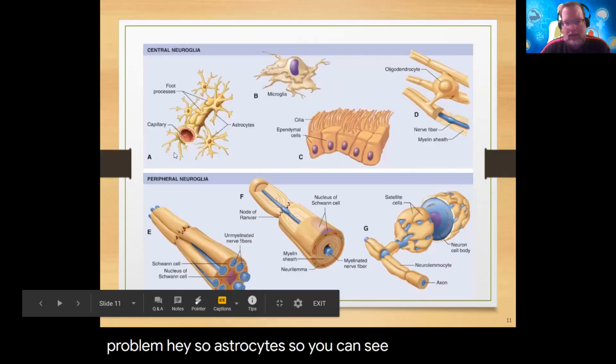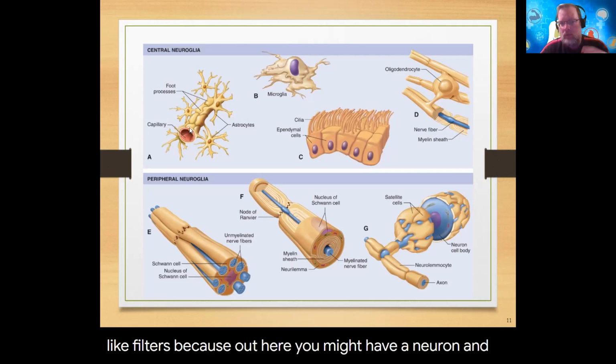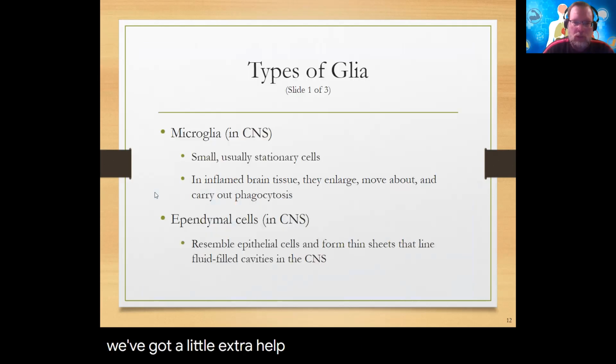Okay, so astrocytes. You can see capillary networks are where we're going to have nutrient exchange, and we can see these astrocytes with their little extenders plugging into the capillaries. Again, they sort of act like filters, because out here you might have a neuron, and so we've got a little extra help with the blood-brain barrier.